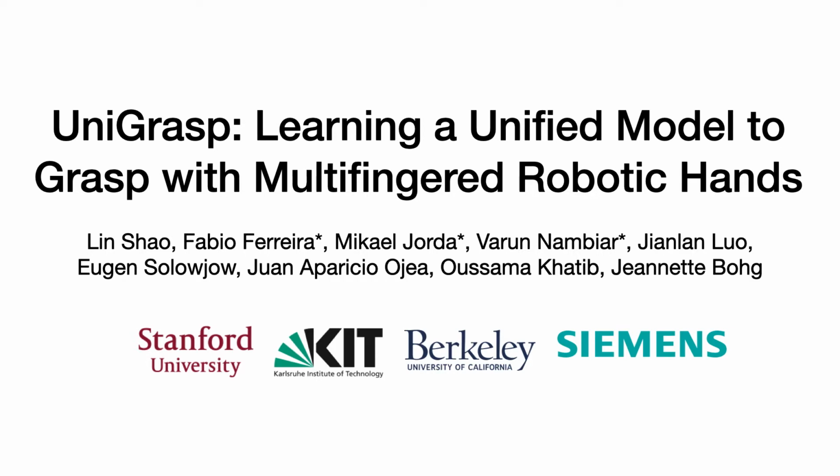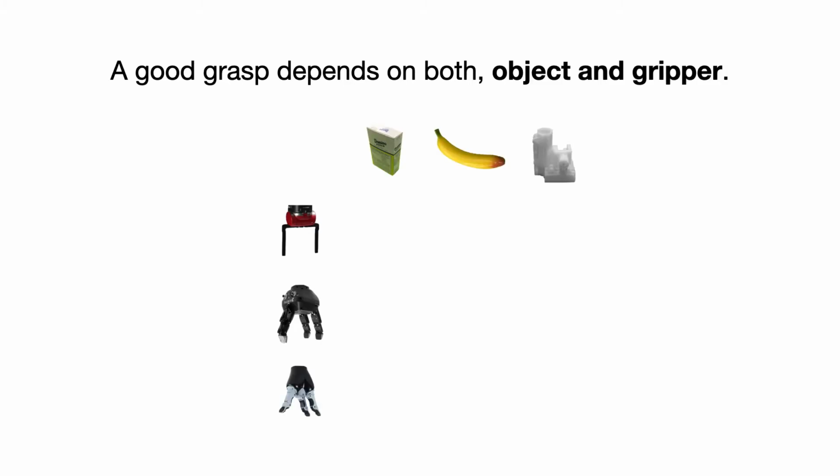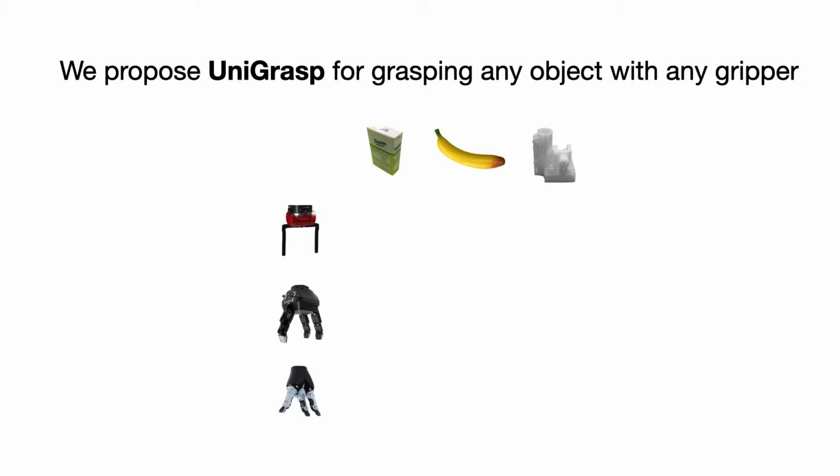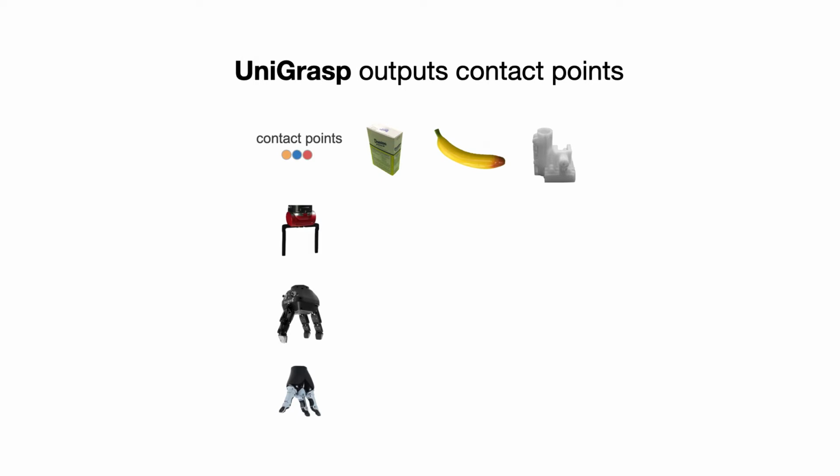In this work, we propose an efficient, data-driven grasp synthesis method called UniGrasp. A good grasp depends on both the object and the gripper. We propose UniGrasp for grasping any object with any gripper. To achieve this, UniGrasp selects sets of contact points.